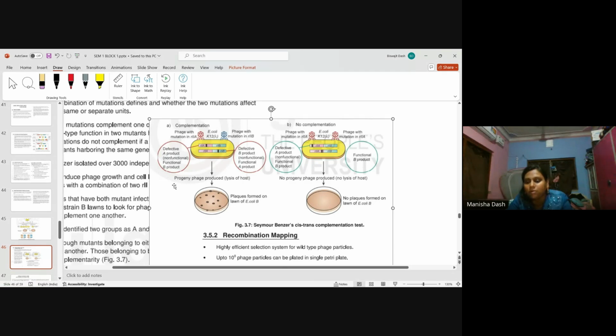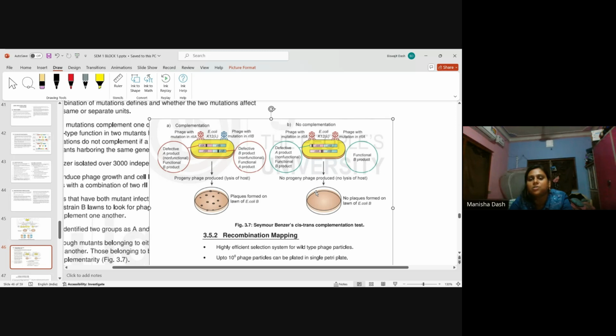I hope this was clear to you. Simple thing: if the mutations are located on two different genes, the other functional copies can complement each other and you can observe the plaques. That means the bacteriophage is functional. But if the mutation is occurring within the same gene, then no complementation will occur and you cannot observe any kind of plaque in the bacterial phage.